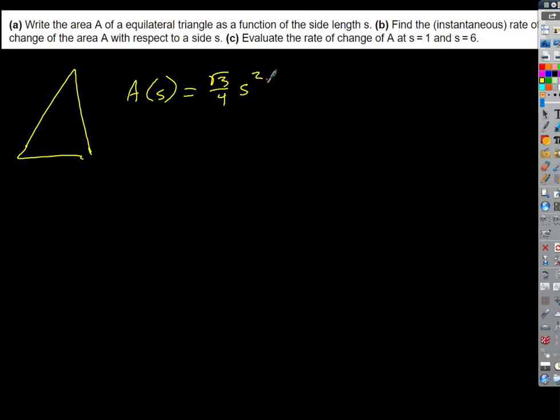Okay? When they want us to find the instantaneous rate of change of area with respect to side s, does it make sense to you guys that that means a derivative? Right? Okay, that's something we have to make that jump on. We've talked about a derivative, but at this point we've really only focused on a derivative as being the slope of the tangent line. Okay? But let's make a connection here.